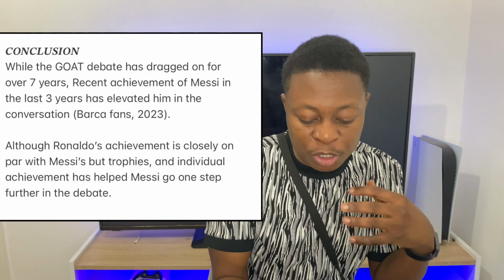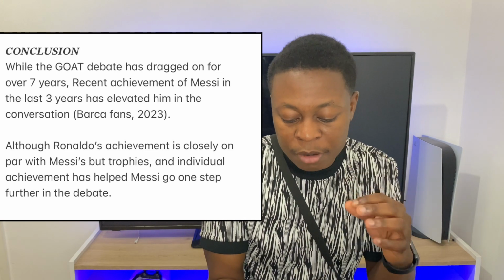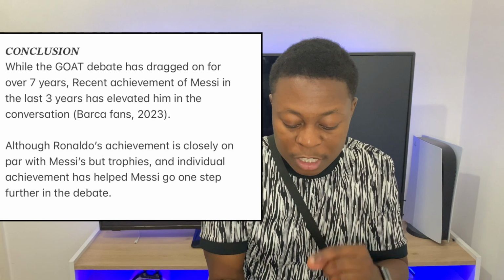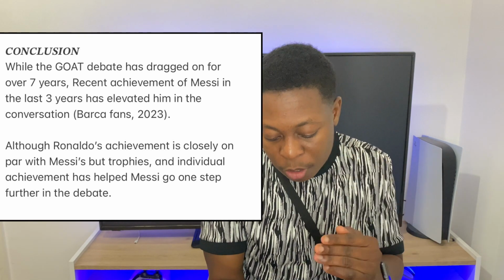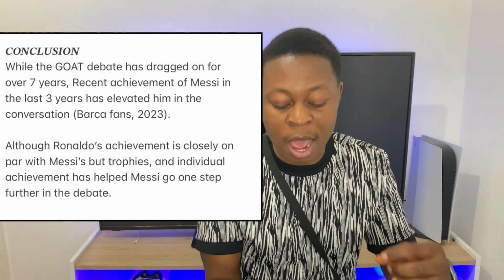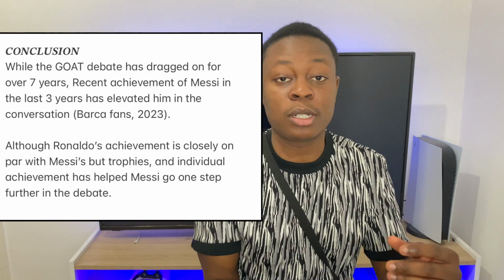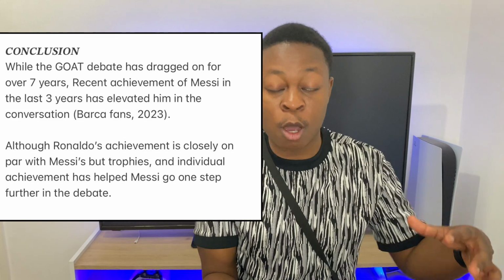While the GOAT debate has dragged on for over 7 years, recent achievement of Messi in the last 3 years has elevated him in the conversation. Barca fans 2023. Although Ronaldo's achievement is closely on par with Messi's, I think there's a grammatical error there. Trophies and individual achievement has helped Messi go one step further in the debate. Now, the conclusion, you can see that I'm bringing in context that, listen, this is what people are saying, and you can see the recent achievement of Messi has helped him edge it.